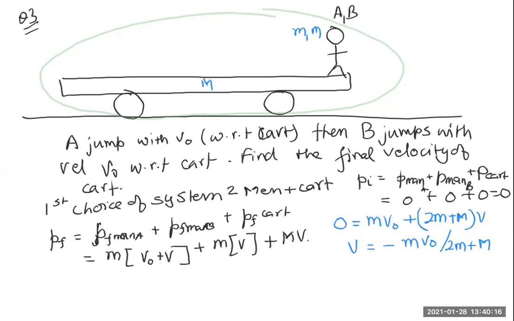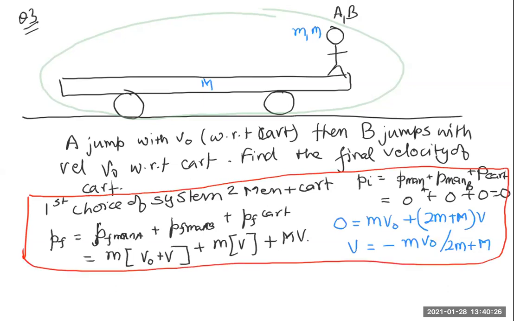Okay, so the first choice is over, first event is over, and this is the maths of the first event. So this is for event 1. For event 2, mv naught plus mv plus mv plus capital MV. mv plus mv is equal to 2mv.